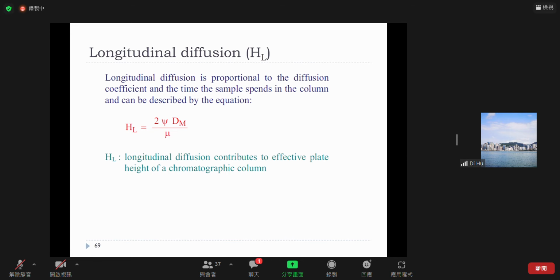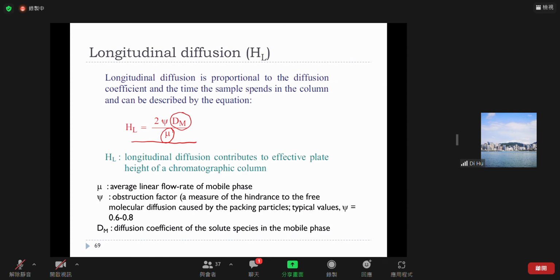Anyway, now let's see. Because the time the compound takes to pass through the column is also related to the diffusion coefficient, that's why we can write this longitudinal diffusion contribution equation. By this mathematical equation, it's related to the diffusion coefficient, which is in the numerator, right? And also mu, what is mu? Mu is the average linear flow rate of the mobile phase. So now we can see that the longitudinal diffusion term is inversely proportional to mu.